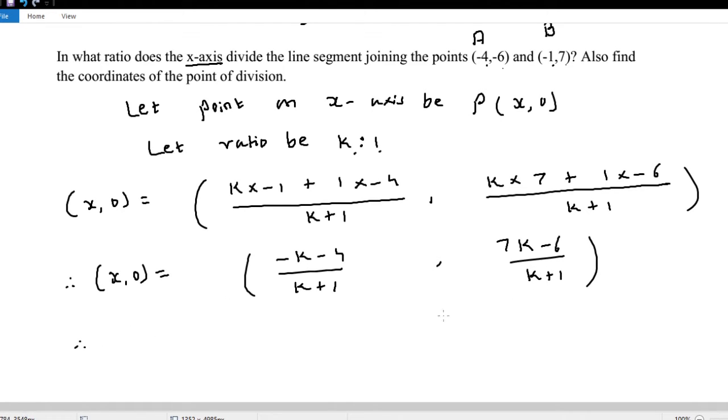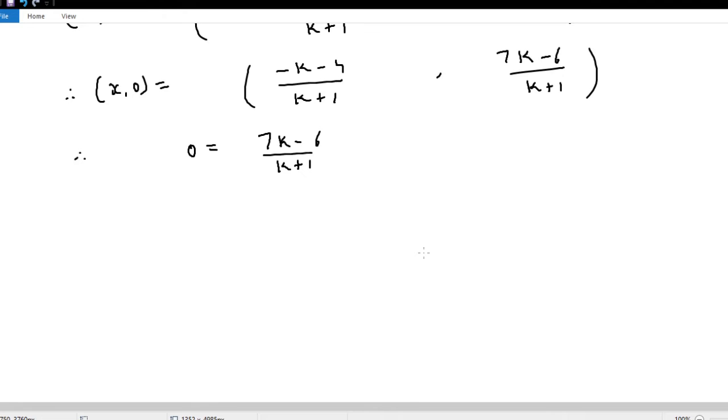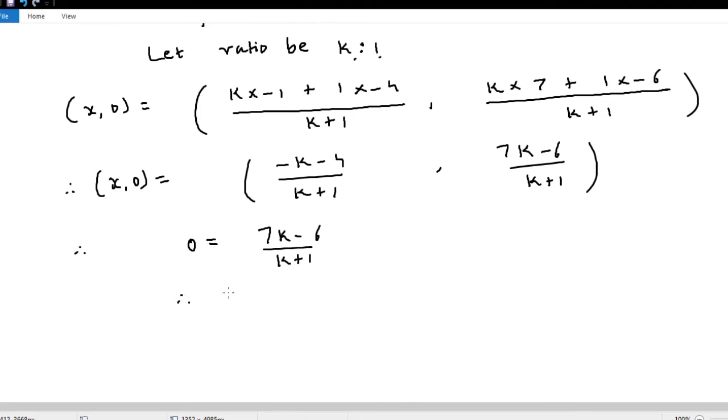On equating the ordinate with the ordinate, you will get 0 is equal to (7k - 6) upon (k + 1), which implies that you can cross multiply. You will get 0 is equal to 7k - 6. You can simplify this. You will get k is equal to 6 upon 7.